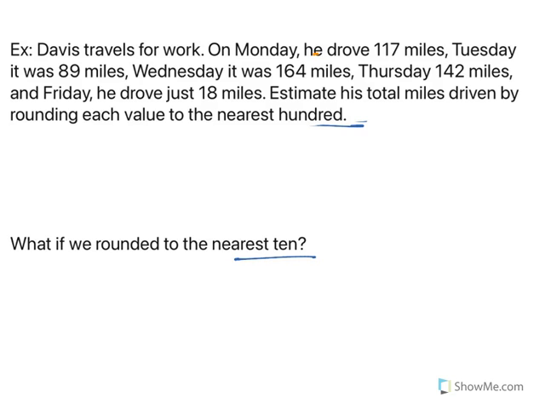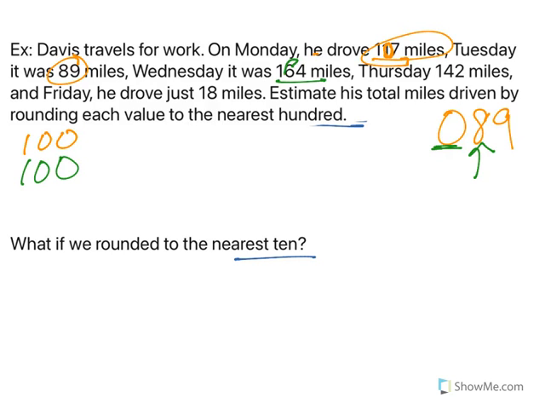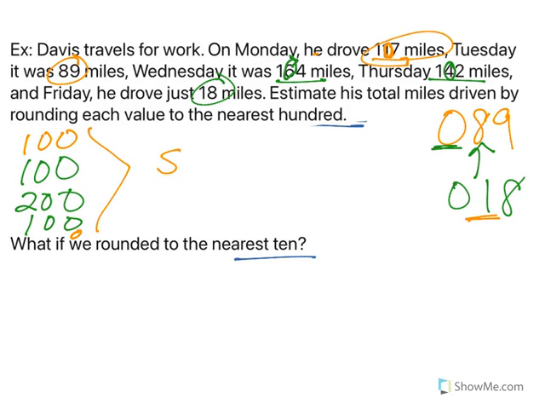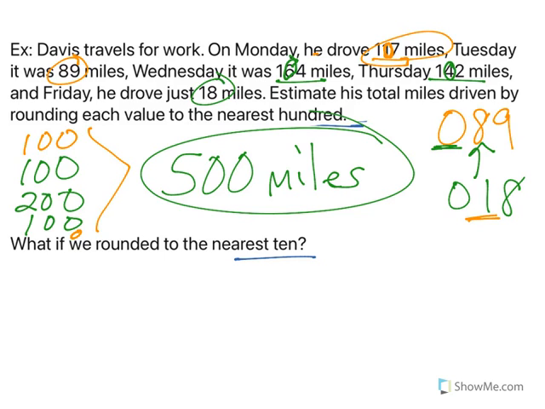So to the nearest 100, look at Monday, 117 miles. This 1 tells me to stay the same. Tuesday was 89. Now, 89 is basically like 089, so 0 is in the hundreds place. 8 tells me to round up, so that's 100. 164, so 6 tells me to round up. 142, that 4 tells me to stay the same. And 18, 018. That 1 tells me to stay the same, which is just 0. So when I add these together, I get 500 miles.